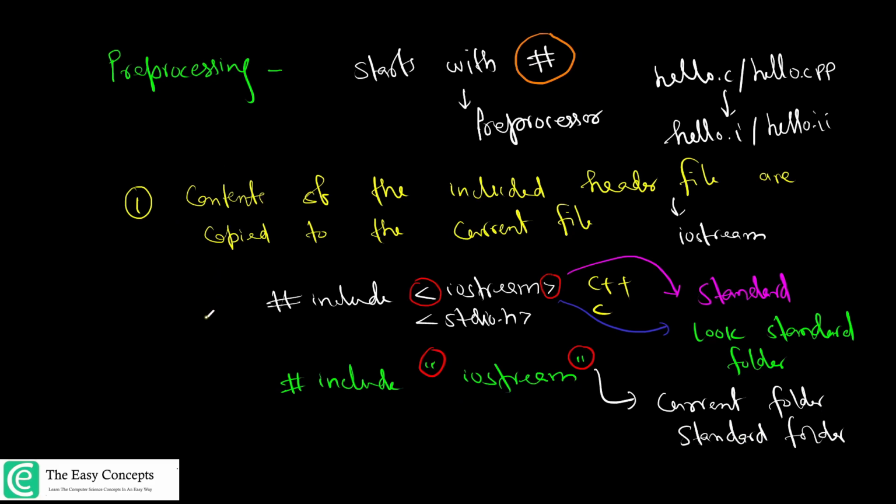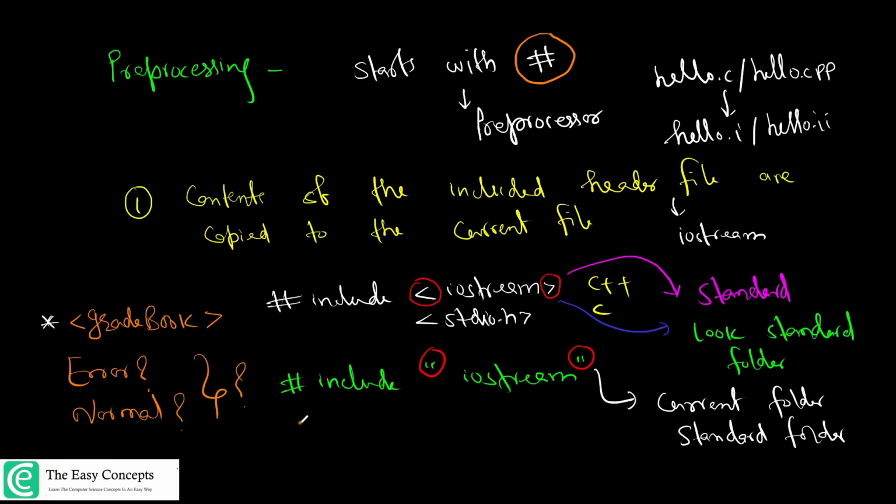Now I have a question for you. Suppose I have created a header file and its name is gradebook, and I am putting that into angular brackets. What should happen after this? Should there be some error, or should it run normally? The answer is that there should be some error. And why so? Because this header file is user defined. I have created this header file and it is user defined.